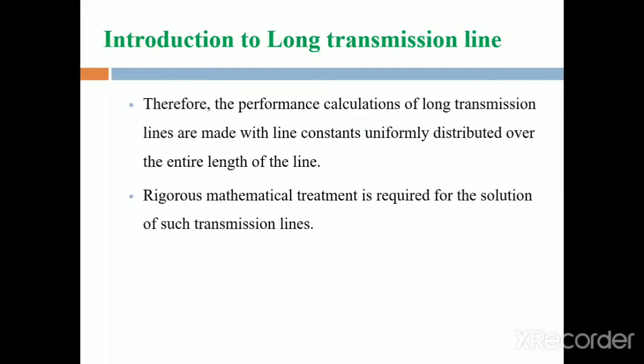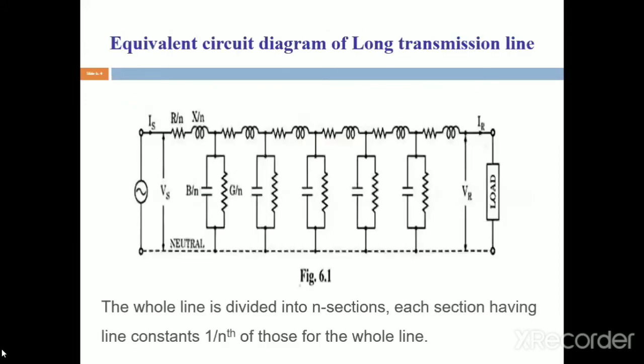Okay, the resistance, inductance and capacitance values are to be considered as uniformly distributed. That is the main reason for the lumped and the uniform distribution of parameters in the case of a long transmission line. Okay, this is the equivalent circuit diagram, or single line diagram, for a long transmission line.